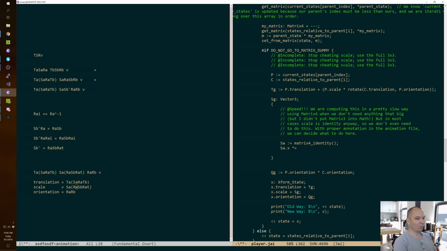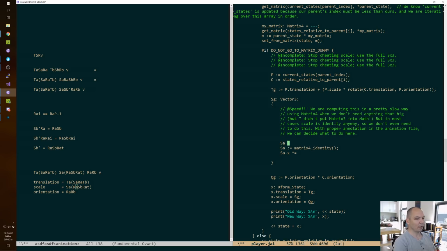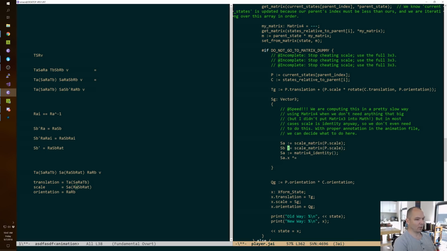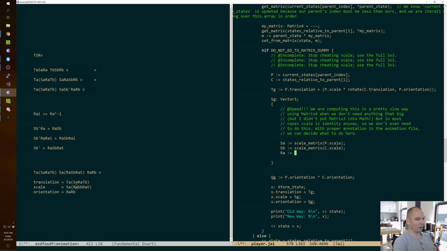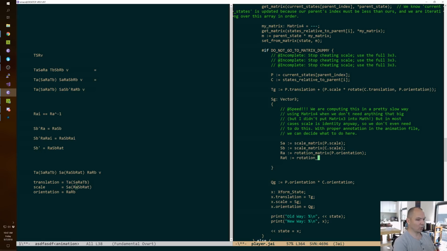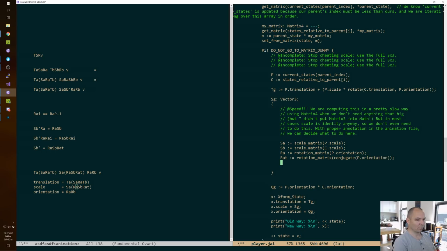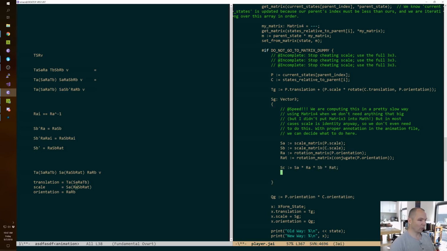SA is scale matrix of parent scale. SB is scale matrix of child scale, right? RA is rotation matrix of parent orientation. RAT is rotation matrix of conjugate of parent orientation. And then, okay, so SC is SA times RA times SB times RAT, right? So that's just this thing.